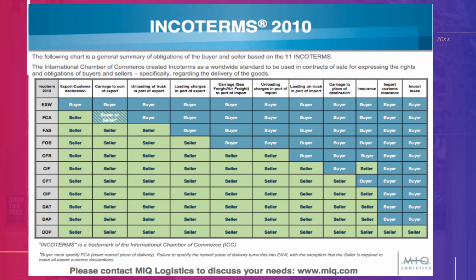So this insurance, that is the freight, transportation, then loading on truck in port of import, is also done by the seller. CIF can be like CIF Dubai or CIF Sharjah, something like that. So CIF means the freight, everything will be paid by the seller, and loading on truck in port of import is also borne by the seller. And the insurance also will be borne by the seller.